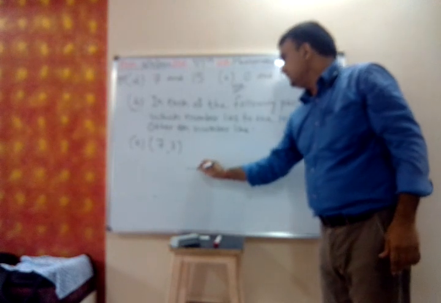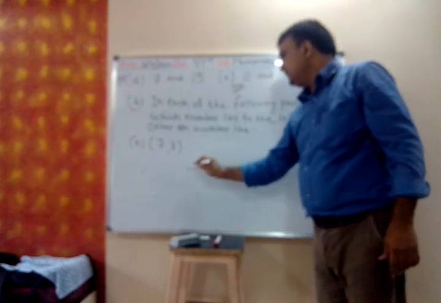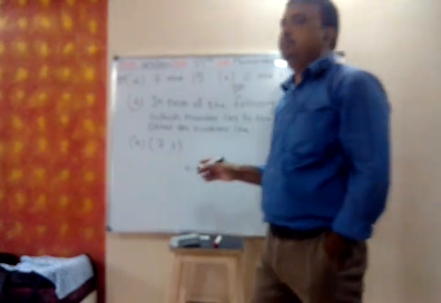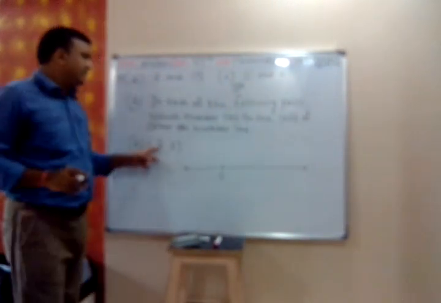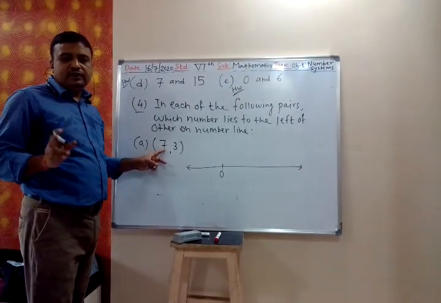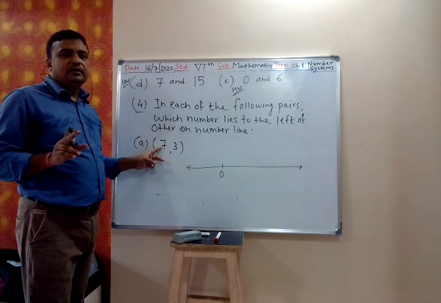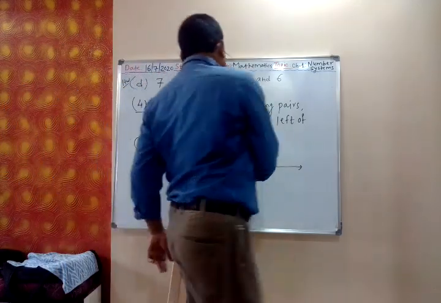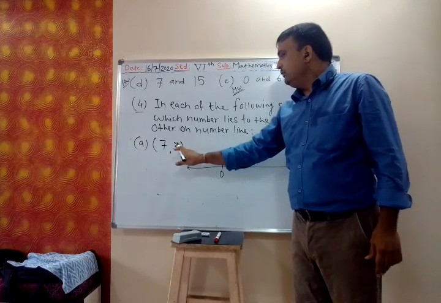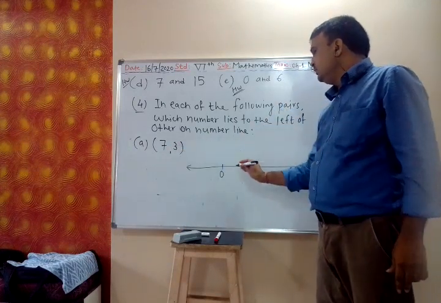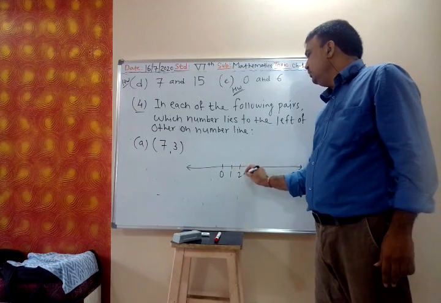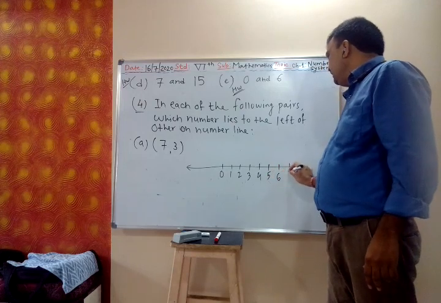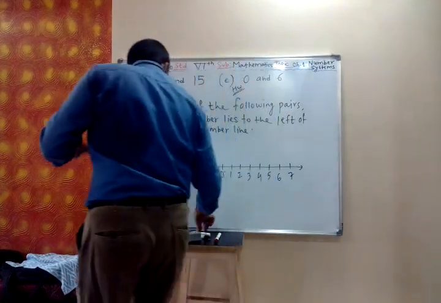So first we draw the number line. We draw these numbers, 0. What is the sign of 7? 7 has no sign, which means it is plus sign, positive. So where will plus 7 be? On the right of 0. There will be plus 3 on the right of 0. So 0, 1, 2, 3, 4, 5, 6, 7.